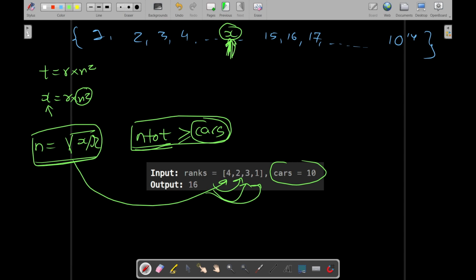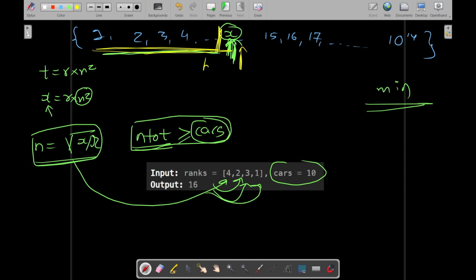It means that x can be my probable answer, but I have to search in this amount of space because it is already greater than or equal to cars and we have to return the minimum. So if x is fulfilling my condition, then there will definitely be some value less than x in this part which will satisfy my condition. So we will just push our high pointer to mid minus 1, or we can say x minus 1 in this case.